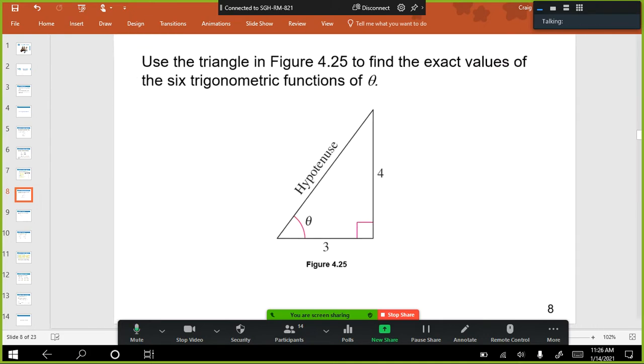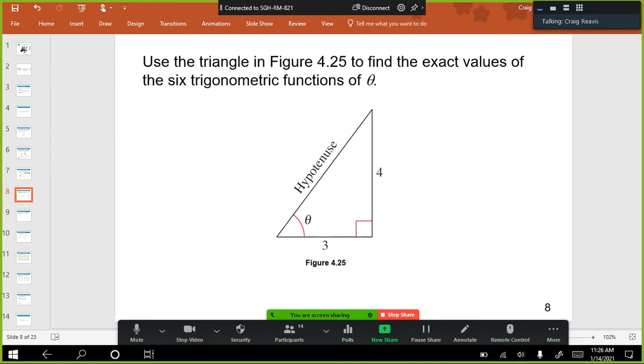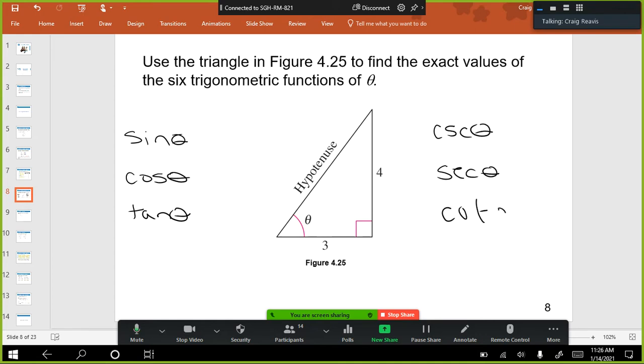So if we are given a triangle where we're given two sides, in this case the two legs, the 3 and the 4, and we're focused on this angle right here, this is our theta. We have enough information to find the values of these 6 trig functions. We want to find sine of theta, cosine of theta, tangent of theta, and then the cosecant of theta, the secant of theta, and the cotangent of theta.